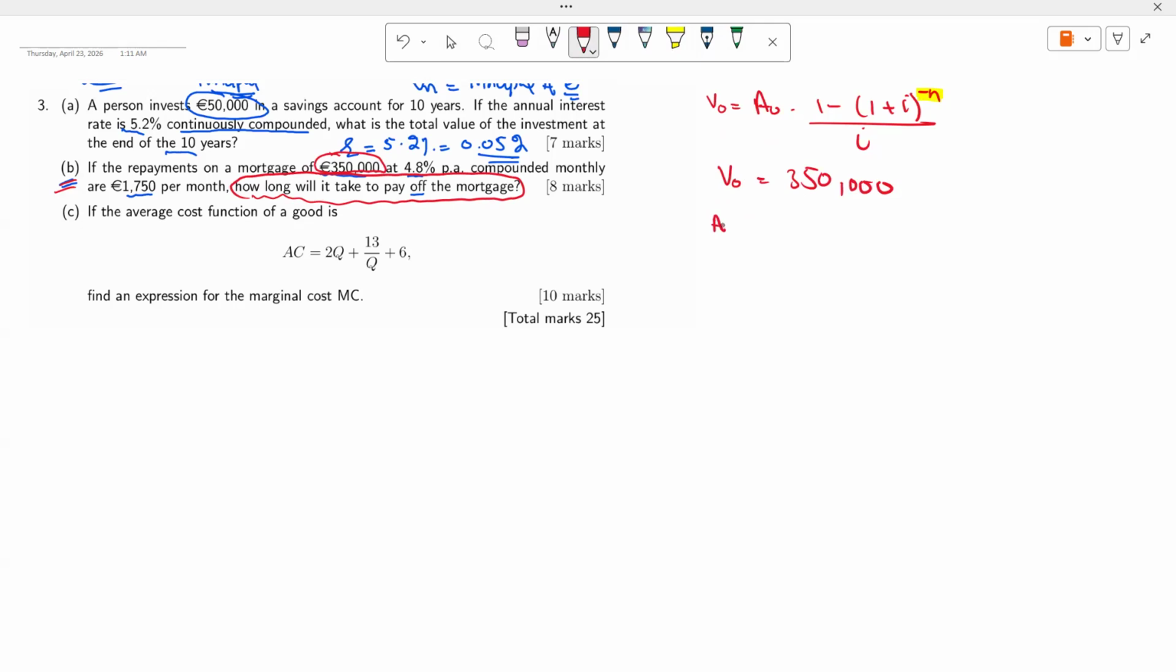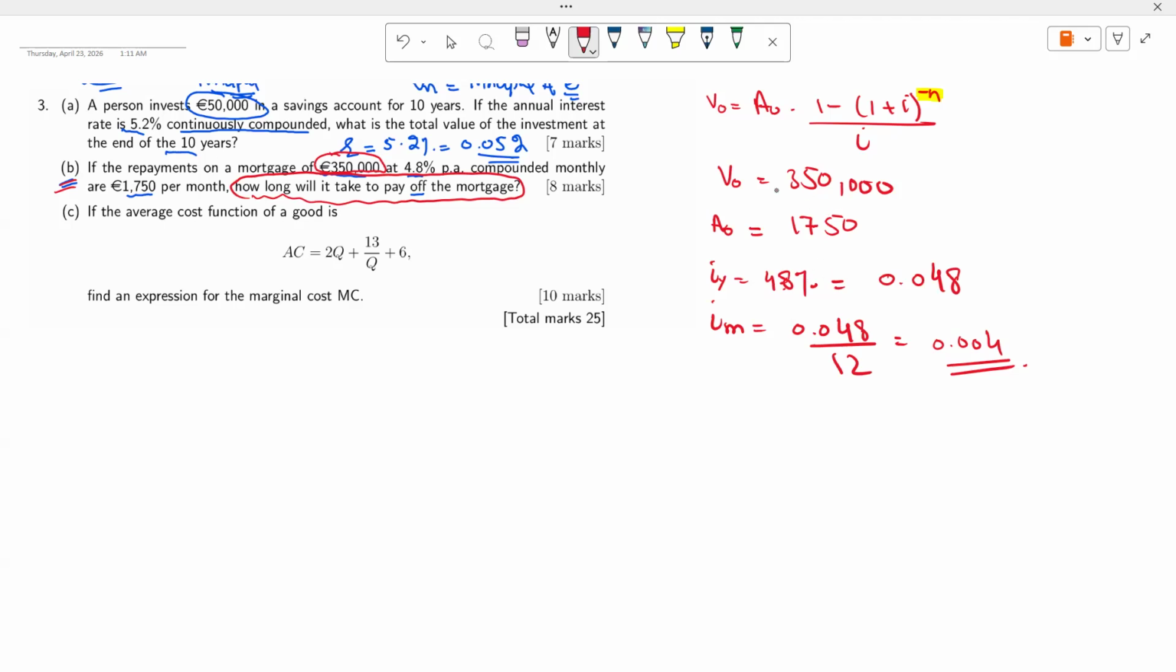I also know that I would be paying 1,750 euros on a monthly basis, and the compounding is being done on a monthly basis. My yearly rate is 4.8 percent, and if I get rid of the percentage sign, I would get 0.048. And for a monthly basis, I can simply divide it by 12. So if I divide 0.048 by 12, I'll get 0.004. Right, so this is my rate for the monthly basis.